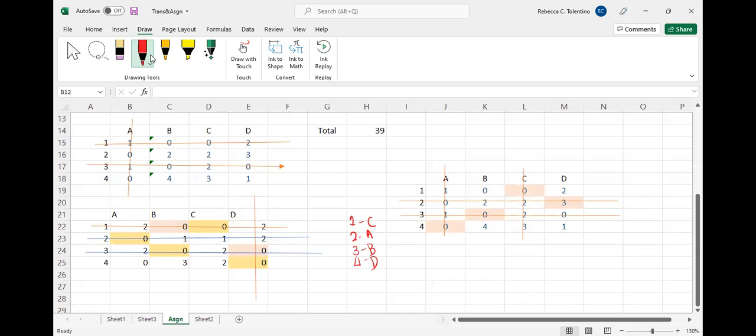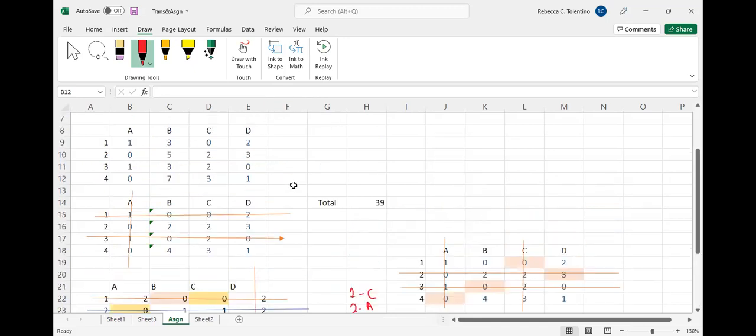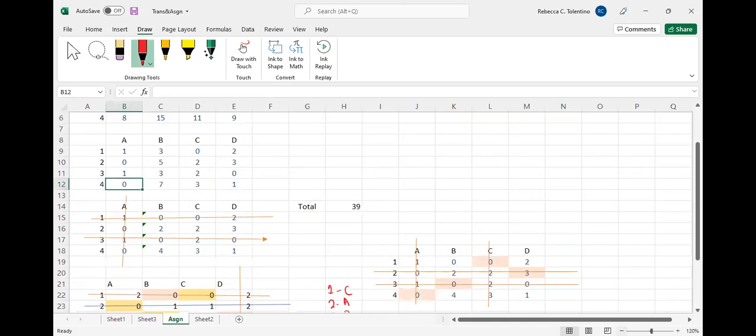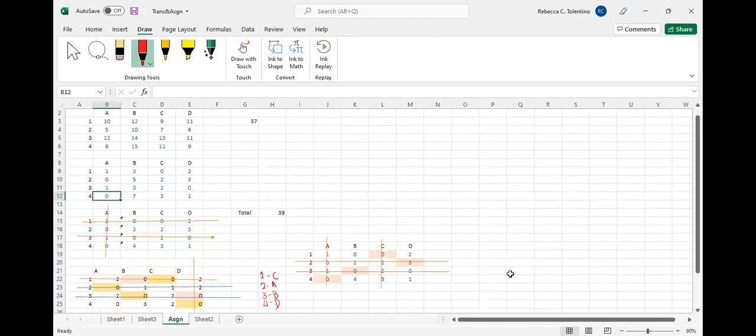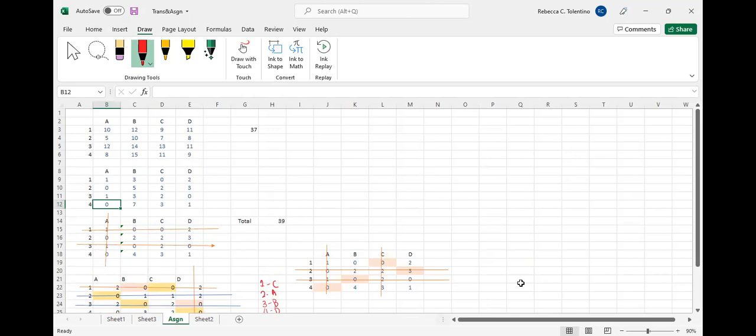Tapos, what is the total cost of assignment? You go back to the original table. Okay? So, pupunta ka ulit sa original table. So, dun sa original table mo, magkano ba yung 1 to C? So, 1 will be assigned to C, 9 yon. 2 will be assigned to A, 5 yon. 3 will be assigned to B, so that's 14. And 4 will be assigned to D, 9.